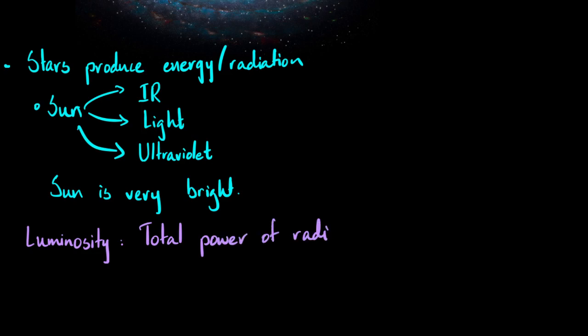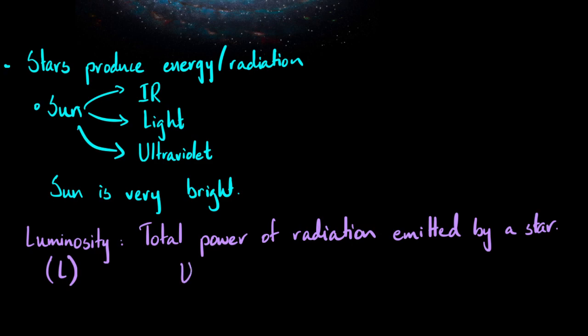So by saying radiation, we actually don't just talk about light. We instead talk about all of these forms of electromagnetic radiation. So this is the total power of radiation emitted by a star, right? The symbol of this quantity is L, for luminosity. Obviously this is power, so it is a scalar, and the units are watts. So this is how we characterize how powerful a star basically is.